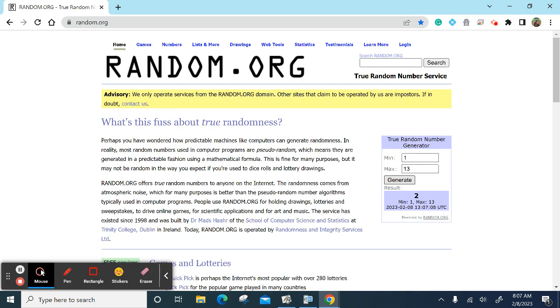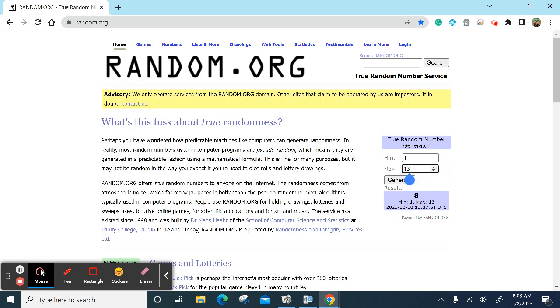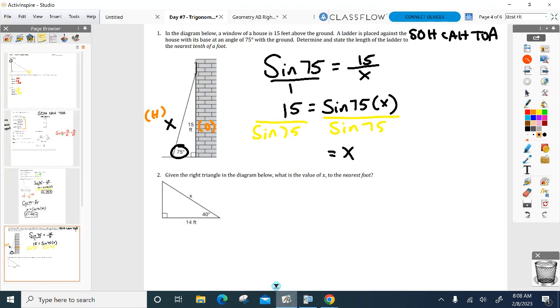How do I get x by itself in this one? Sophia, how can I get x by itself? Divide both sides by sine 75. Good job. Sine 75 on both sides. And we're going to the nearest tenth of a foot. Nearest tenth of a foot, when you're ready. 15.5. Good job.